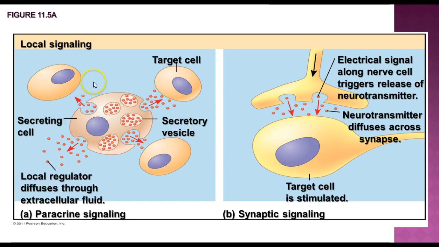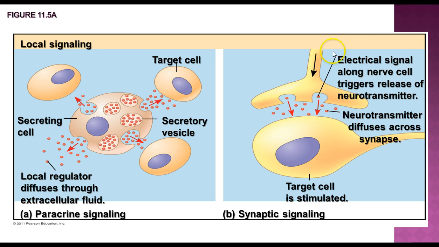These molecules diffuse through extracellular fluid to come in contact with the nearby target cells. Synaptic signaling is a special kind of paracrine type signaling that occurs in a synaptic cleft between a neuron and the target cell, which may be another nerve cell, or it may be a muscle cell or some other kind of cell that responds to the neurotransmitter.